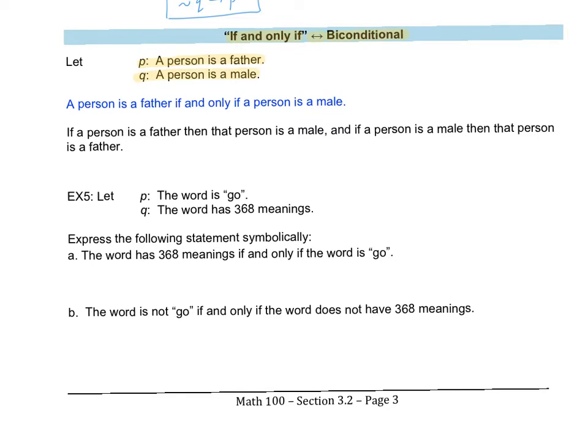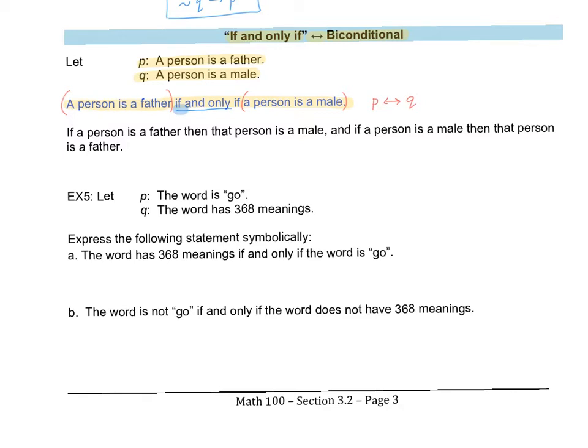We can form a biconditional: a person is a father if and only if a person is a male. You can think about the biconditional as sort of an equal sign. If a biconditional is true, what's on both sides of the if and only if will be the same. So here I have my if and only if. On one side I have a person is a father, on the other a person is a male. So that would be P if and only if Q.